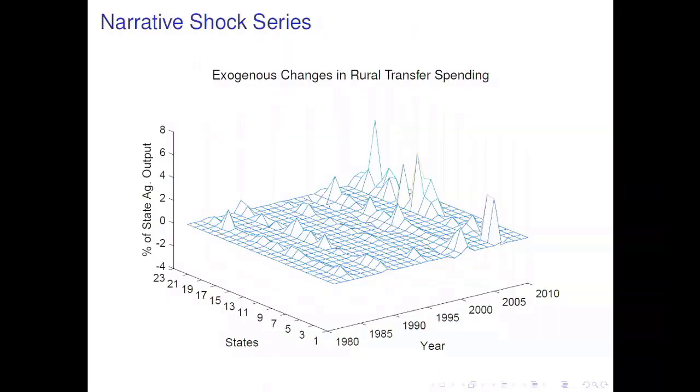How does the shock series look? This is how the shock series looks. And this is what we call the narrative shock series. It's the exogenous changes in rural transfer spending. Some of them are negative, but you can't see this simply because it's a weirdly angled 3D graph, but there are some negative shocks as well. As you can see, most of the values are 0, and there are only a few shocks or few spikes. And every time you see a spike, it's basically the introduction of a new program.